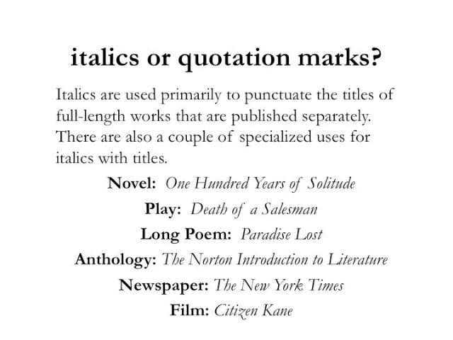It can trip people up sometimes when they don't know whether to use italics or quotation marks for different kinds of work. Italics are used primarily to punctuate the titles of full-length works that are published separately. There are also a couple of specialized uses for italics with novels. So it can be used for novels, a play that's published separately, a long poem like Paradise Lost that takes its own book, an anthology like the one that we're reading out of, a newspaper, or a film.